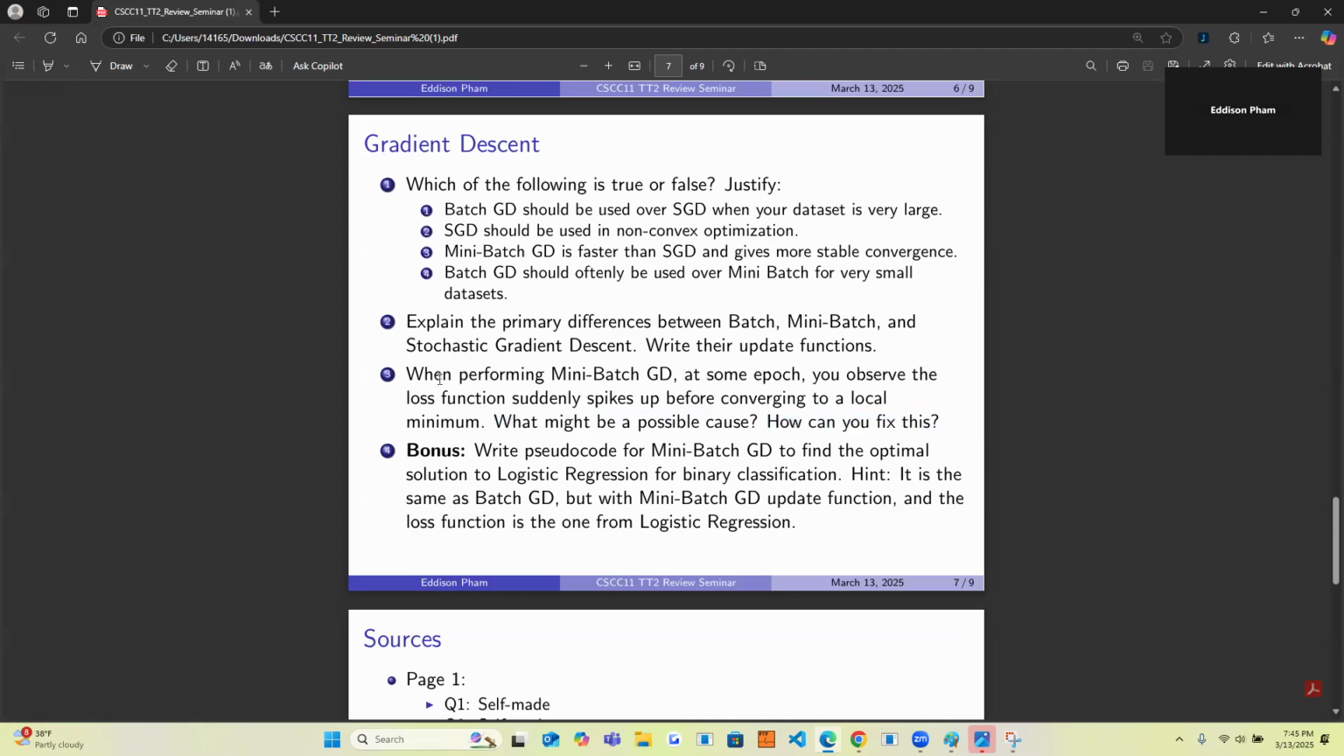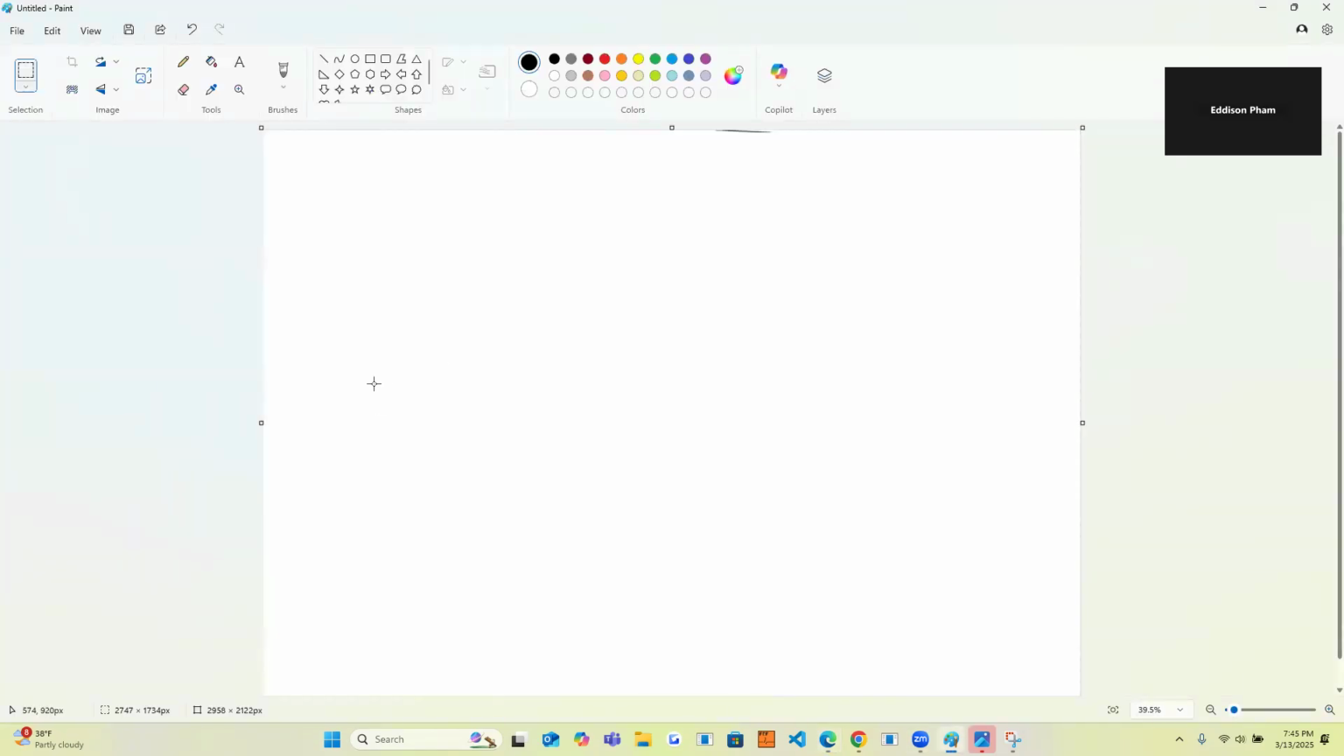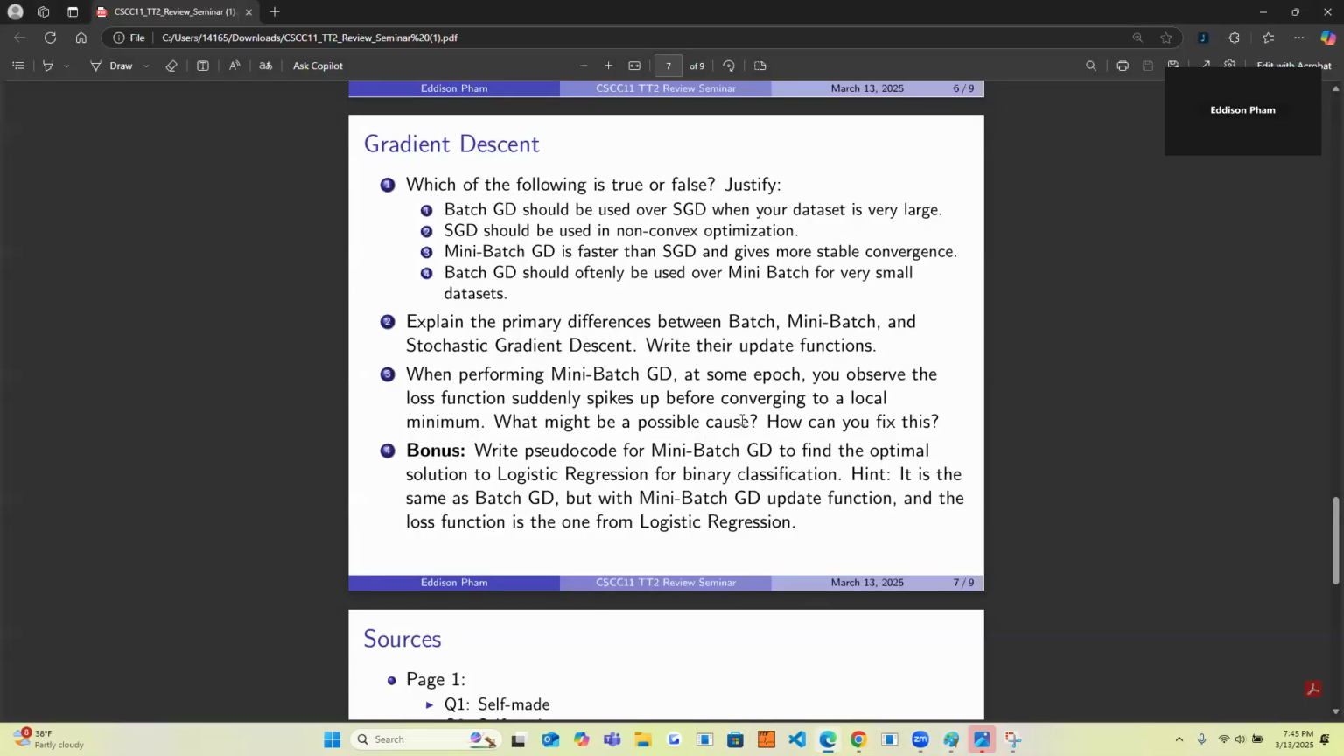So just to visualize this, let's say your loss function is like this. It's decreasing, but then suddenly it jumps up like this, and then it converges. Can anyone tell me what might have caused it? Overshoot? Yes, it overshot, but what might have caused it? Non-convex data. Exactly, that's one thing.